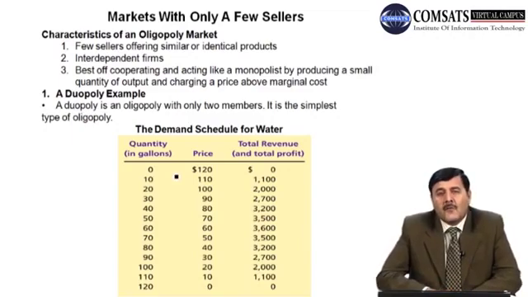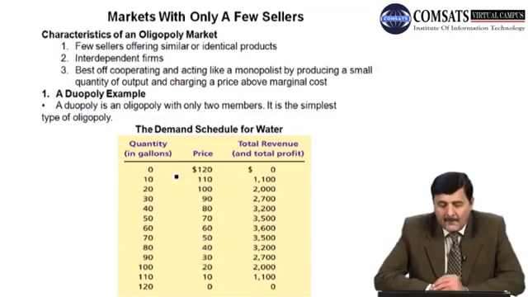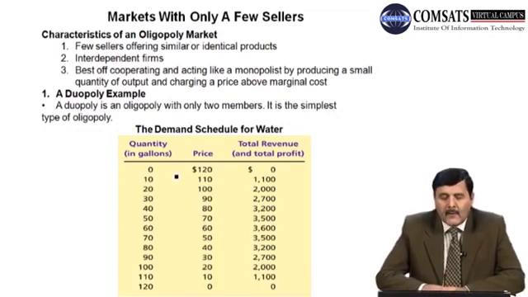Why do we call the total revenue total profit? Because there is no cost for the seller. He has to bear no cost when he is selling water to the customers, right? So that's why total revenue is also the profit of the firm. Now, when the quantity of water is 0, the price is 120, so revenue is 0. When quantity is 10 gallons, as the quantity goes up, the price goes down from 120 to 110, and the total revenue goes up from 0 to $1,100.